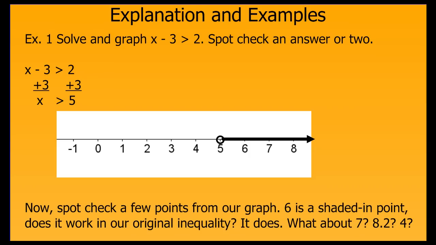It's always a good idea to spot check a few points on your graph, both solutions and non-solutions, in the original inequality. It's important to use the original one just in case you made any mistakes solving it. In this case, I might check 6 to see if it works. In the original, that would be 6 minus 3 is greater than 2, which simplifies down to 3 greater than 2, which is indeed true, so that point should be shaded, and it is. What about 7? Yep, that works too. 4? No, 4 does not work in the original, and it's not shaded, so that's good. Spot checking a few points makes it more likely that we'll catch any mistakes we might have made.